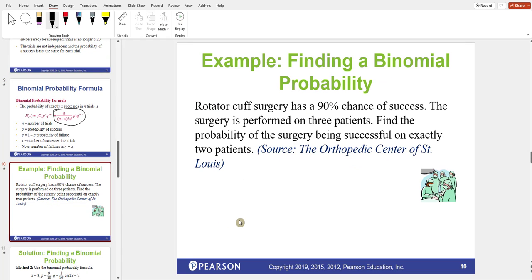So let's go through an example. A rotator cuff surgery has a 90% chance of success. The surgery is performed on 3 patients. Find the probability of the surgery being successful on exactly 2 patients.